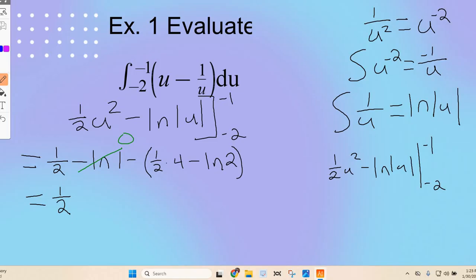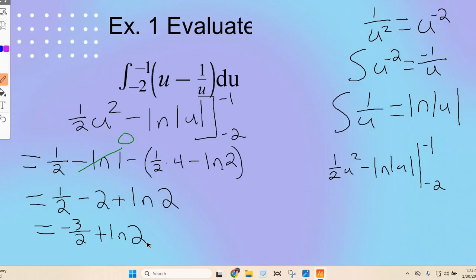So then 1/2 times 4 gives us 2. And then I have a negative, so I can go ahead and apply that to be positive. So then 1/2 minus 2 is going to give us -3/2. Plus the natural log of 2, which is not going to be a very nice, pretty number, so we'll go ahead and leave it like that.